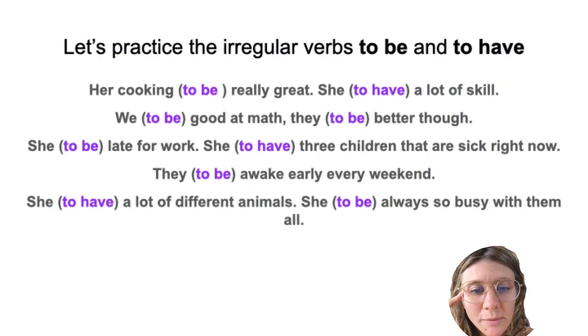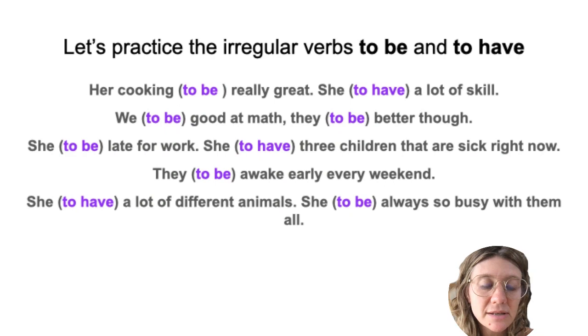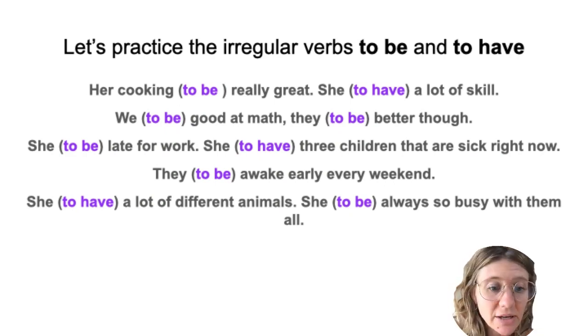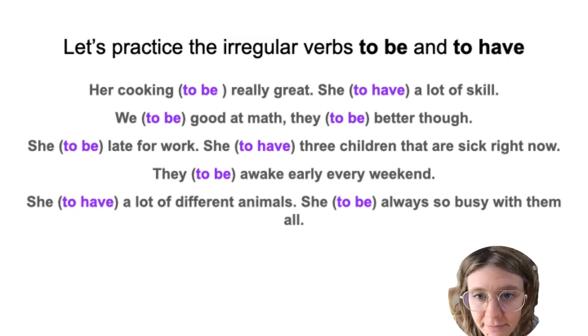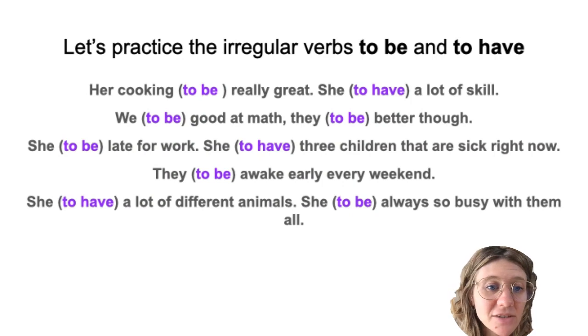We're going to do a little bit of practice now with the irregular verbs to be and to have. So again, I will read through the sentences. You can pause the video to consider your answers, maybe write them down, and then we'll take a look at the answers together. Her cooking to be really great. She to have a lot of skill. We to be good at math. They to be better though.